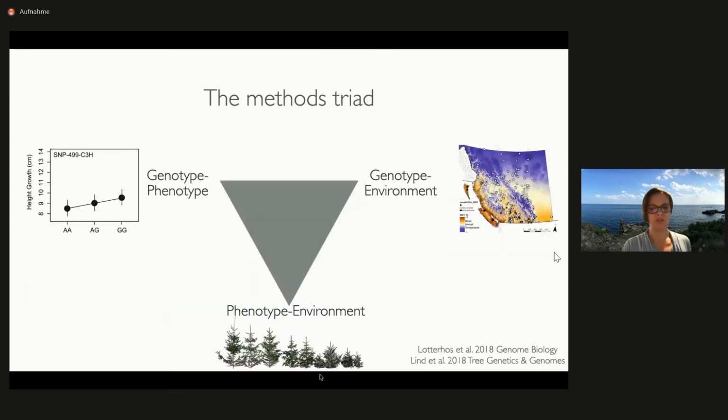So a lot of evolutionary approaches in trees take what I like to call the methods triad, looking at genotype phenotype associations, genotype environment associations, and phenotype environment associations. And these types of analyses have given tree biologists insight into which traits are involved in adaptation to environmental stressors such as freezing, aridity, and disease, and have led to the discovery of some of the genes that are involved in adaptation.